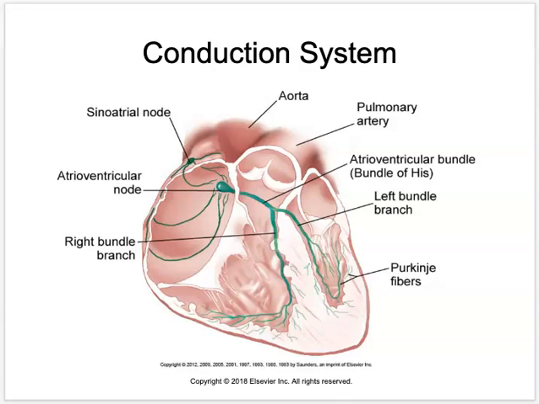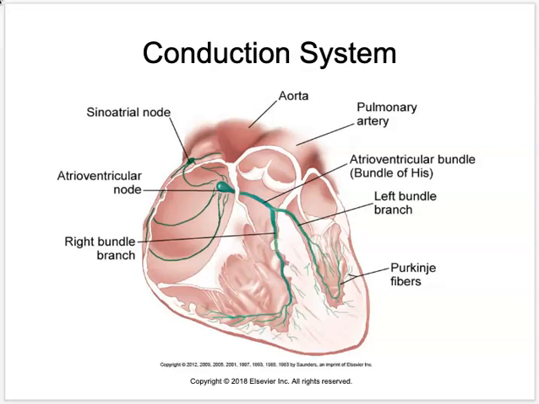The impulse from the sinoatrial node, or the SA node, then travels through the atria to the atrioventricular node, the AV node. The AV node then conducts the impulses to the atrioventricular bundle, which is also called the bundle of His, and then to the Purkinje fibers and the walls of the ventricles.